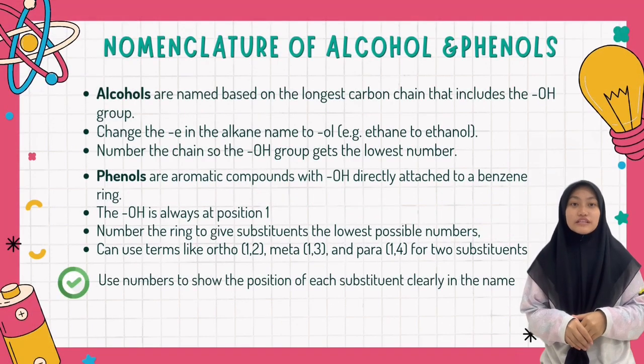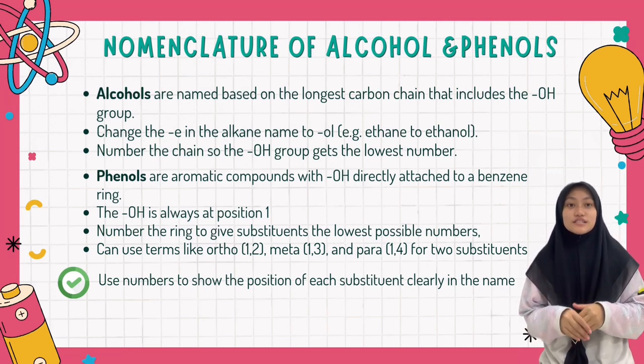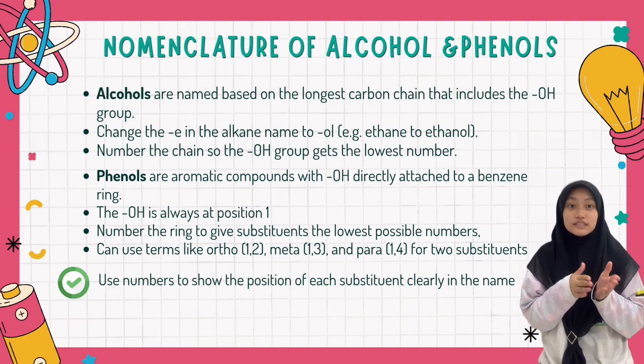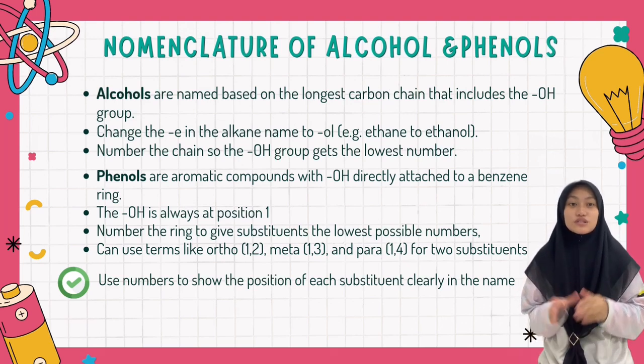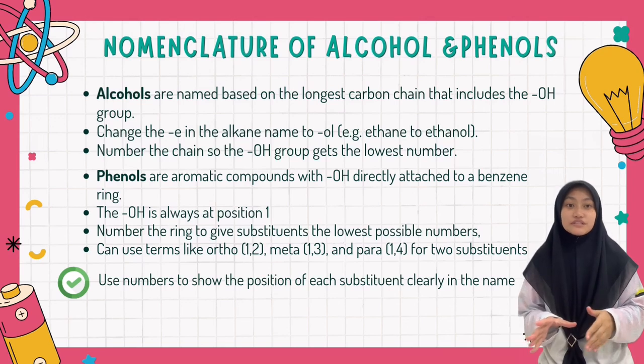Nomenclature of alcohol and phenols. Alcohols are named based on the longest carbon chain that includes the OH group and then change the E in the alkane name to OL. For example, ethane to ethanol. Then number the chain so the OH group gets the lowest number. Phenols are aromatic compounds with OH directly attached to a benzene ring. The OH is always at position 1 and then number the ring to give substituents the lowest possible number.